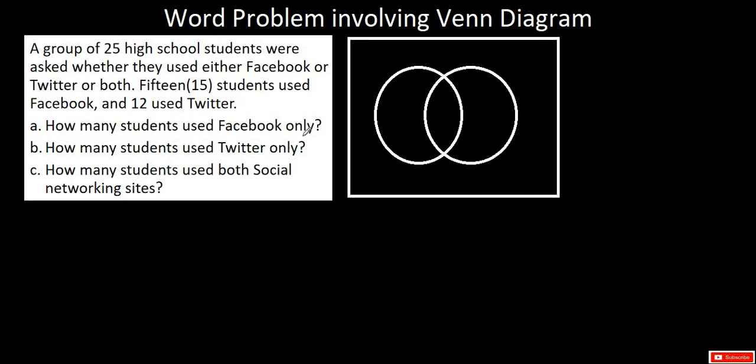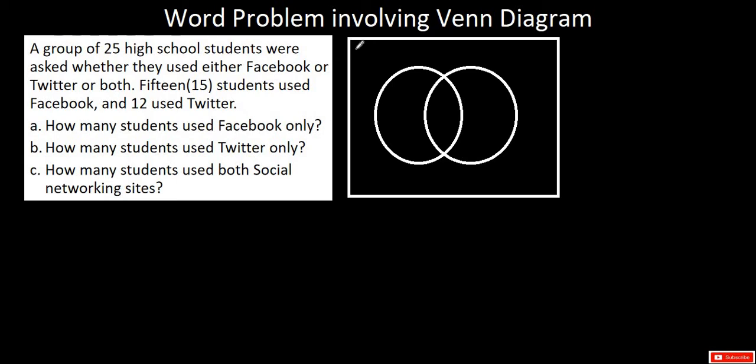How many students use Facebook only? How many students use Twitter only? How many students use both social networking sites? Okay, let us start solving this problem by constructing first a Venn diagram. So we are going to visualize or illustrate the problem with the use of Venn diagram.